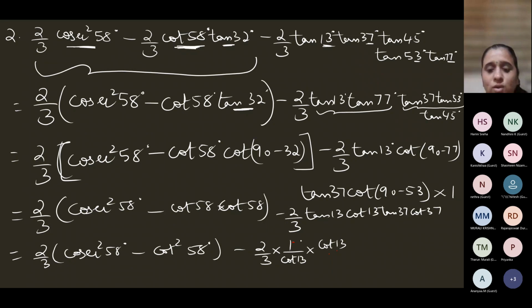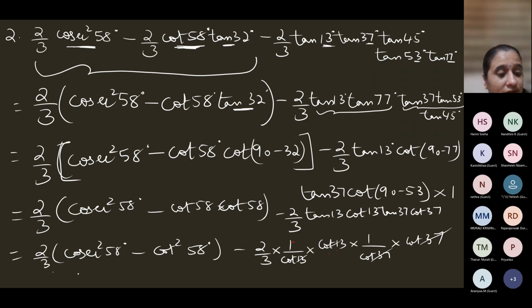Okay. So 2 by 3 into 1 by cot 13 into cot 13. So now you can write tan 37 as 1 by cot 37 into cot 37. So what happens? They get cancelled. Cot 13, cot 13, cot 37, cot 37, they get cancelled. So what do you have? On this side, you have 2 by 3.